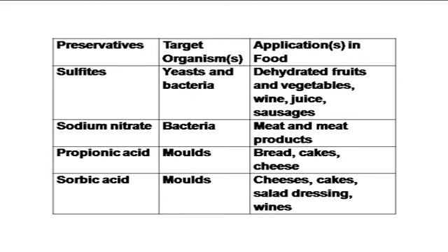Some of the common preservatives used in food are listed in table 3. Some common preservatives: preservative, target organisms, application in food. Sulfites: yeast and bacteria, dehydrated fruits and vegetables, wine, juice, sausages. Sodium nitrate: bacteria, meat and meat products. Propionic acid: molds, breads, cakes and cheese. Sorbic acid: molds, cheese, cakes, salad dressing and wines.